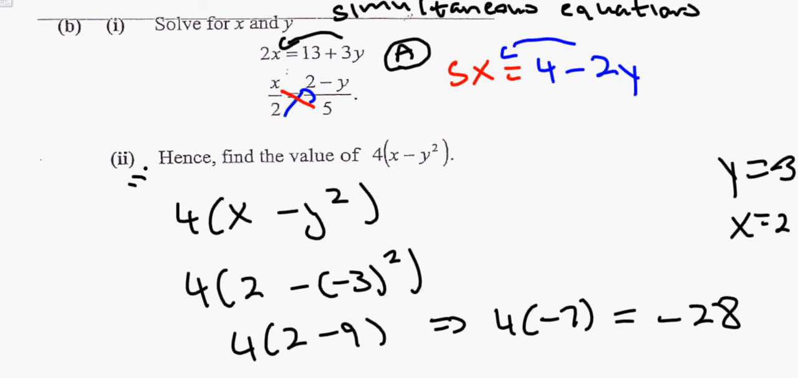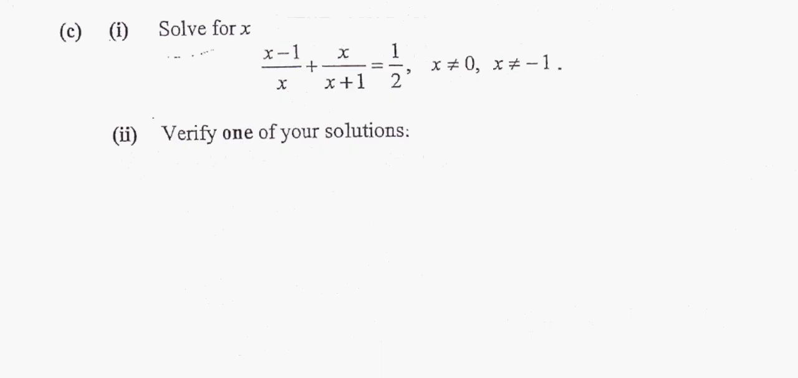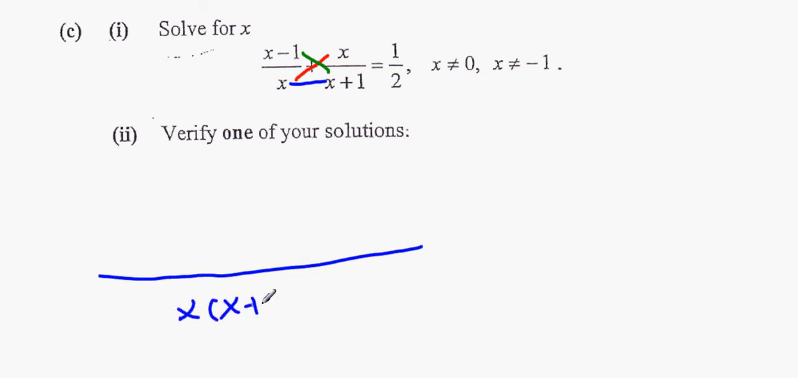Okay. Next question, solve for x. Now, what I always do is I always pick one side and simplify first, so I get rid of the fractions. So I get a common denominator by doing 3 lines, blue, red and green. Blue means multiply x by x plus 1. And when you multiply x by x plus 1, you get x bracket x plus 1. You just put them beside each other.